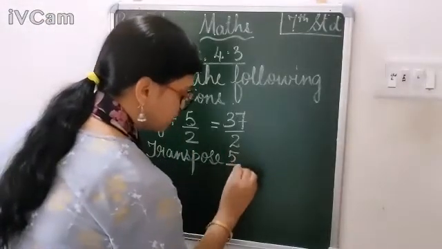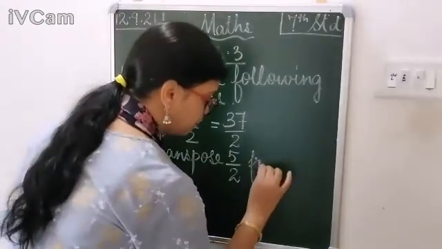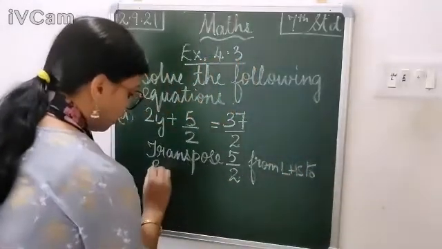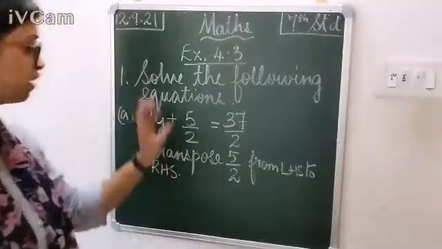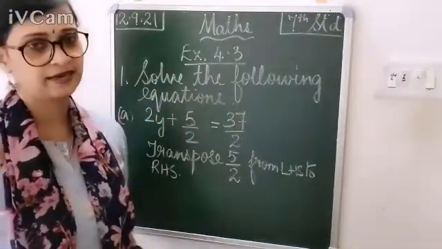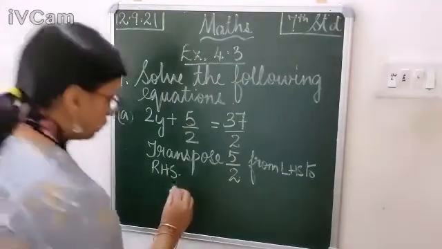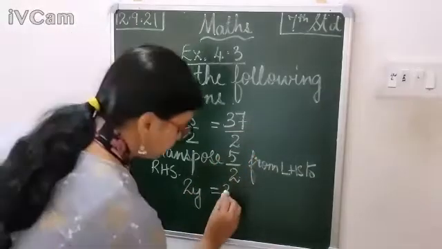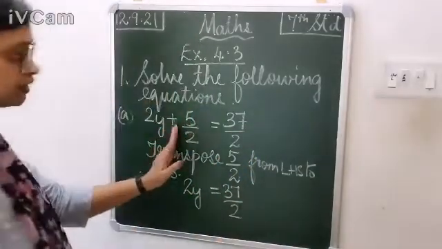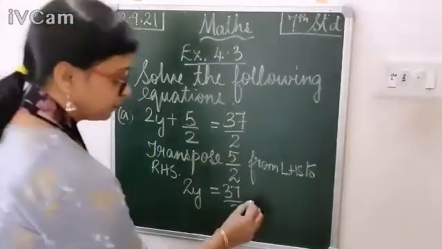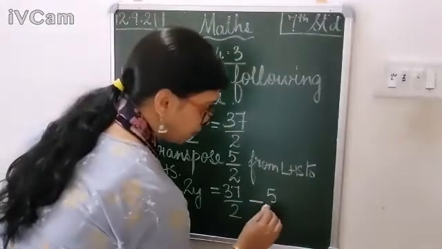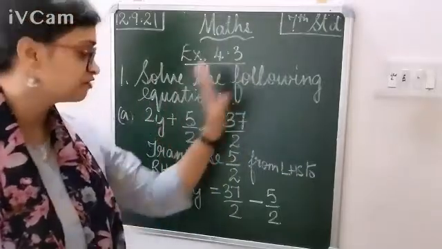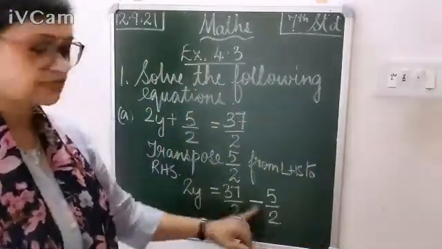So you're going to write transpose 5 by 2 from LHS to RHS. Okay, from the left-hand side, you're going to transpose it to the right-hand side. So let us do that. Now we're going to keep 2y the same way. So is equal to, write down the number that is already given here, that is 37 by 2. When plus 5 by 2 comes to the right-hand side, it becomes minus 5 by 2. Correct? So when you shift the number to the right-hand side, the sign changes.